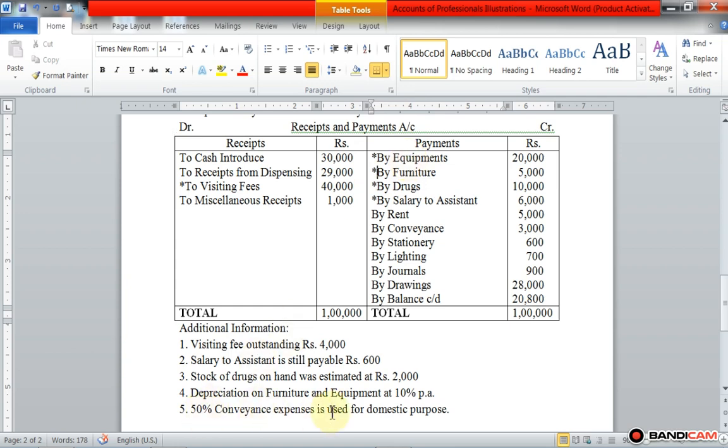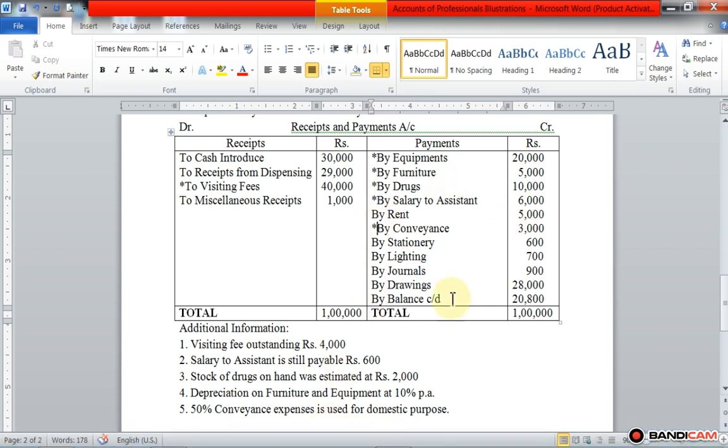Then 50% conveyance expense is used for domestic purpose. Domestic purpose means conveyance expense is 50% used for profession and 50% used for personal purpose. Personal purpose expenditure should not be taken into consideration while preparing the receipt and expenditure account. So the 50% conveyance expense relating to personal purpose is considered as drawings of Dr. Gupta. So make a star in front of conveyance.